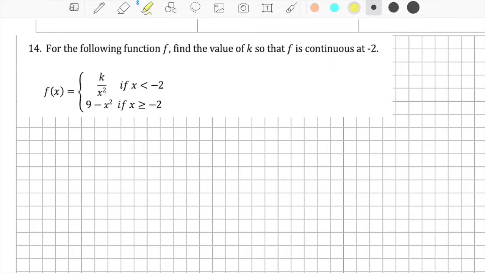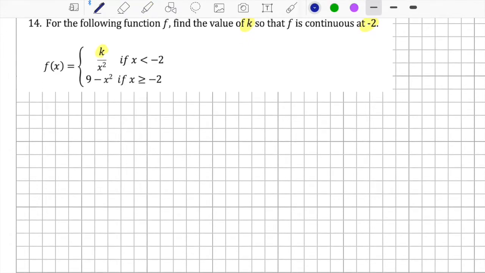Okay, so now this one's going to be a little different, because now we are going to find the value of k so that f is continuous at negative 2. So here, instead of like the other problems where we were just finding where it's discontinuous, we want to find the value of k, this k here, so that it is continuous at negative 2.